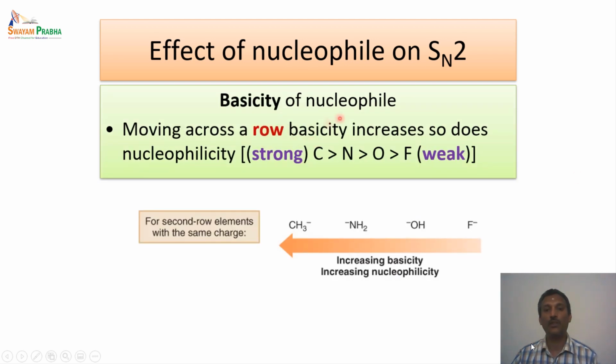And when we talk about basicity of the nucleophile, moving across the row, the basicity actually increases, so does the nucleophilicity. So here fluoride ion, so this is how the basicity increases. When basicity increases, the same way the nucleophilicity also increases. We are only considering the second row elements because organic chemistry mainly deals with carbon, nitrogen, oxygen and fluoride or the halides. So we are focusing on these here. So carbon is a very strong or a basic nucleophile, whereas fluoride is a very weak nucleophile.